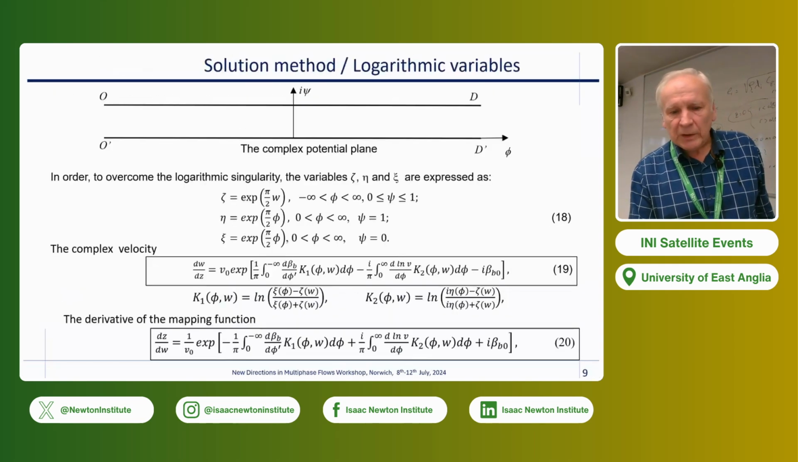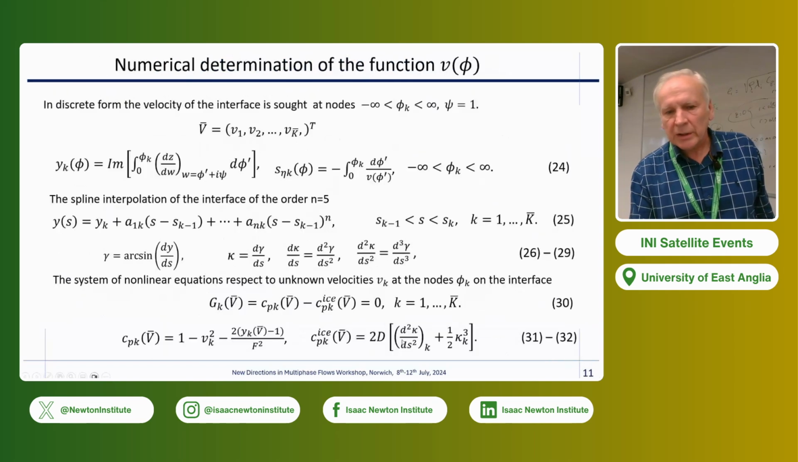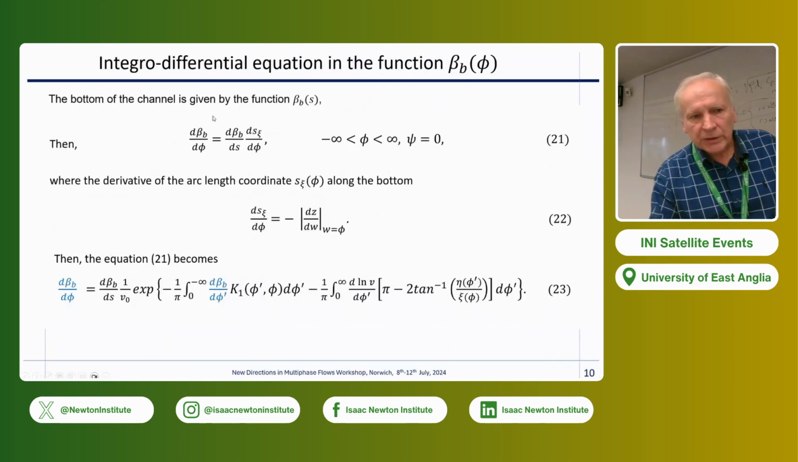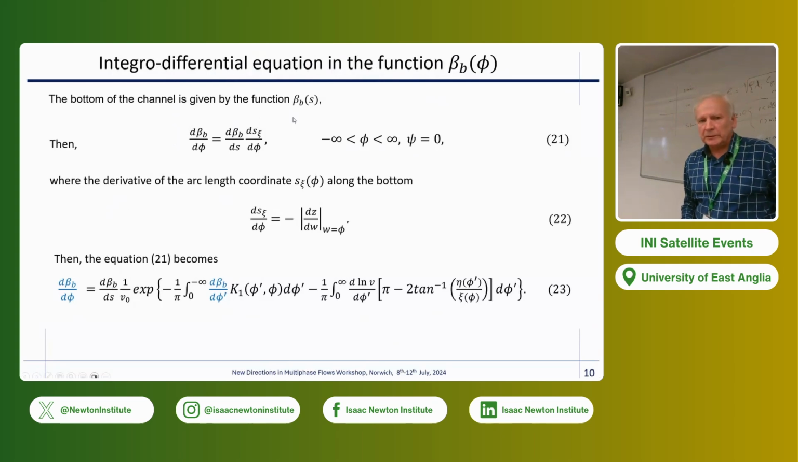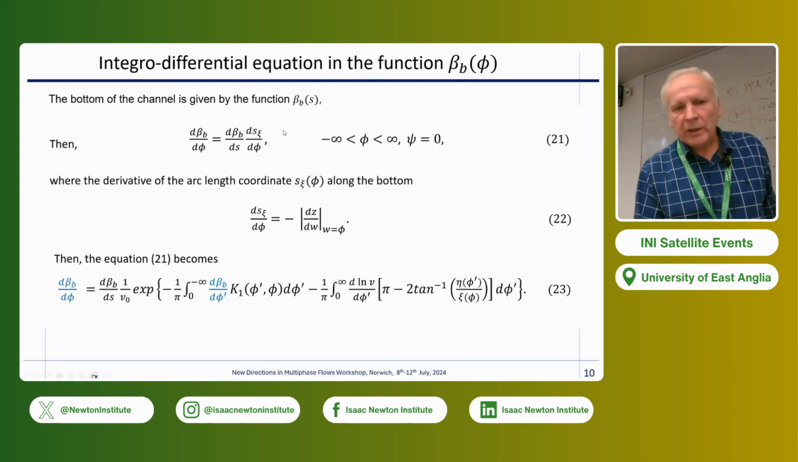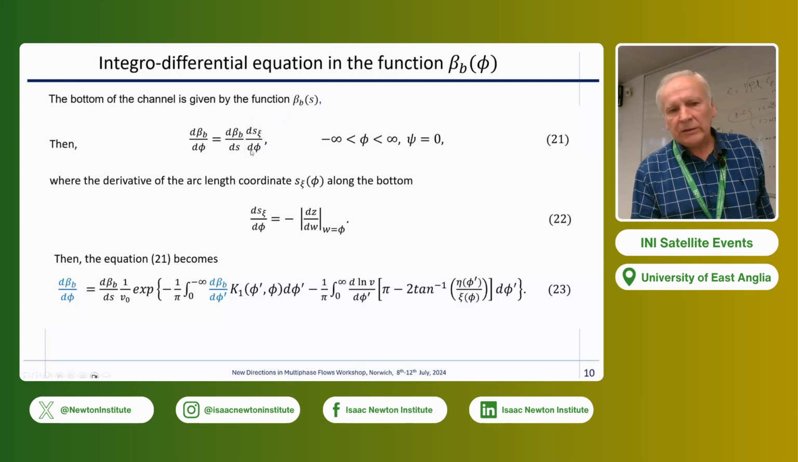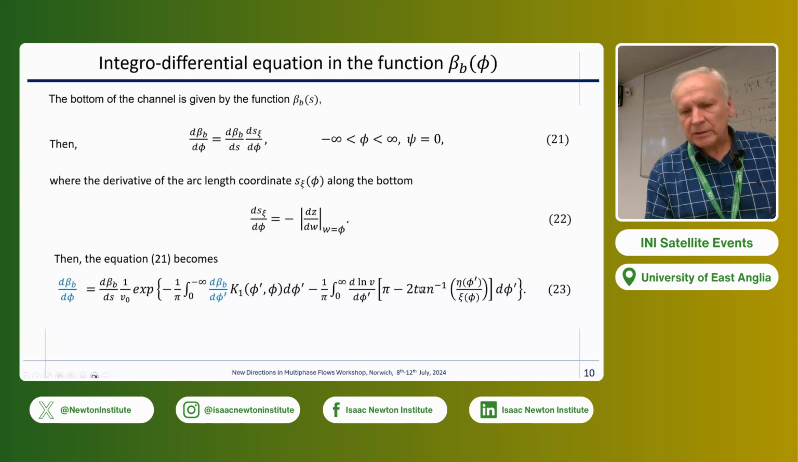So this complex velocity still contains a known function d beta and the logarithm of velocity. So we use the shape of the bottom to determine function d beta df. The bottom of the channel is given by function s, and the derivative of the spatial arc length coordinate on the bottom is just obtained from the derivative of the mapping function, and we obtain an integral differential equation as shown here. It is a very fast convergent equation.